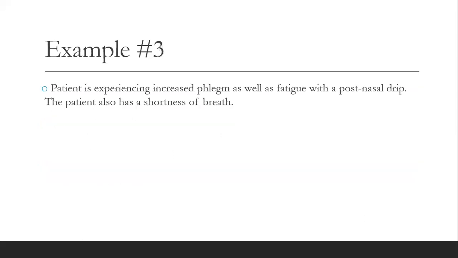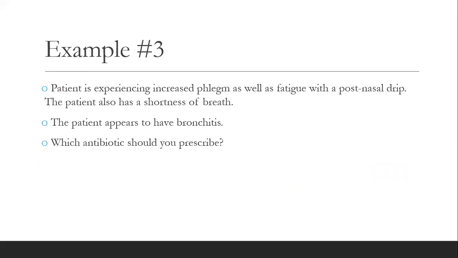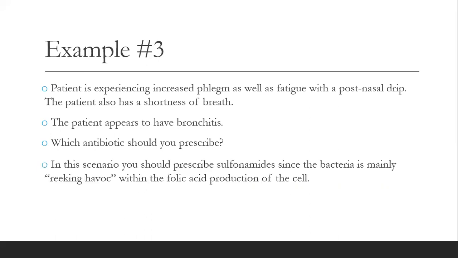Example number 3. The patient is experiencing increased phlegm as well as fatigue with a postnasal drip. The patient also has a shortness of breath. So the patient appears to have bronchitis. Which antibiotic should you prescribe? In this scenario, you should have prescribed sulfonamides, as the bacteria is mainly wreaking havoc within the folic acid production of the cell.